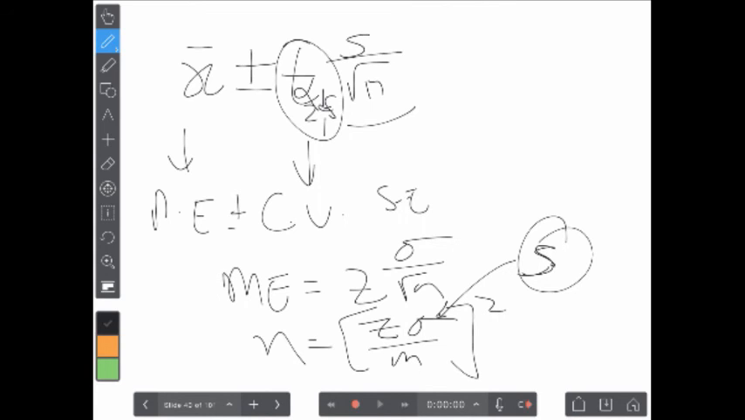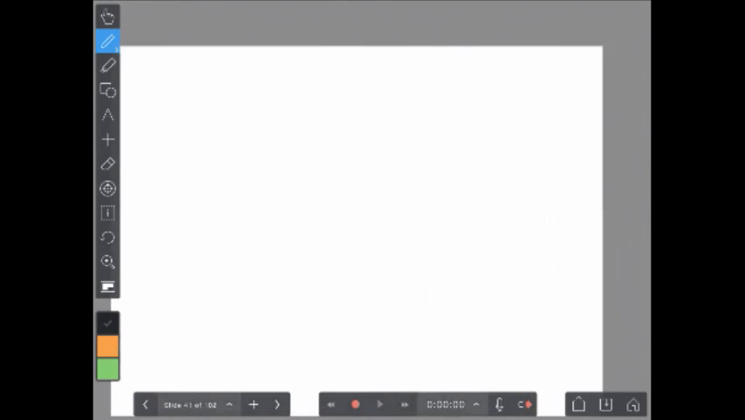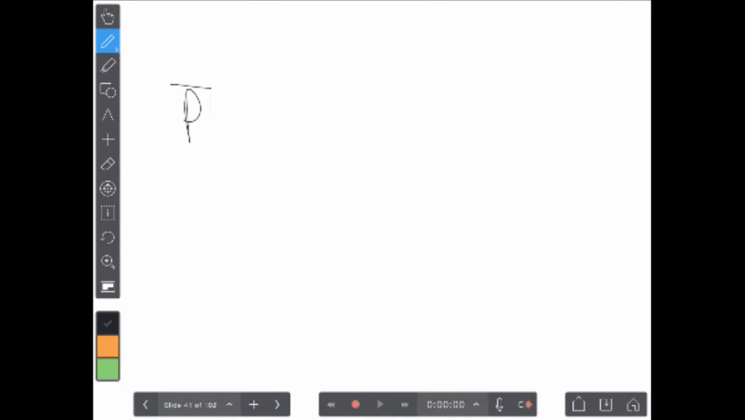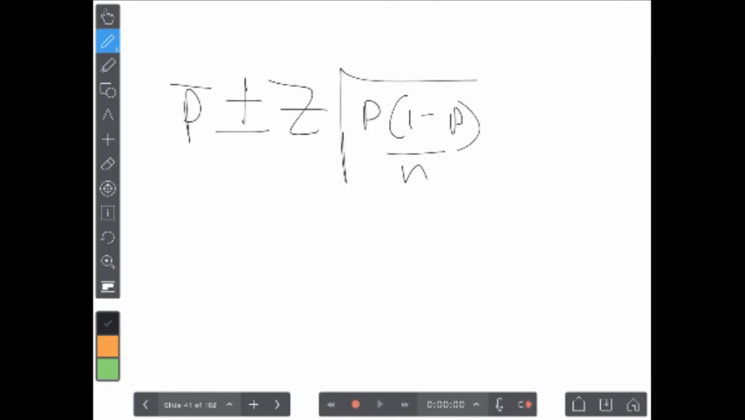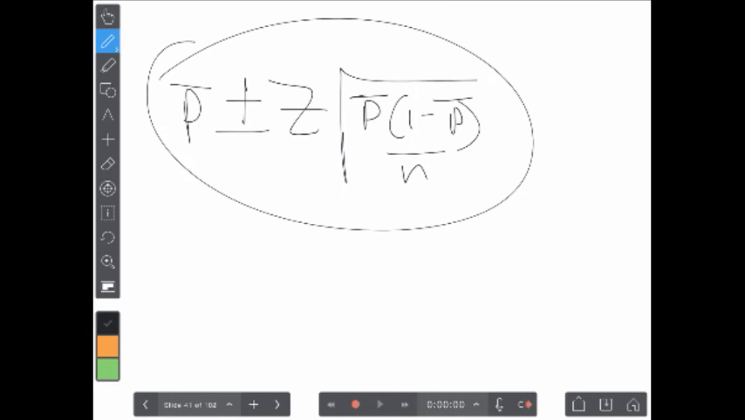Okay? For proportion, our point estimate is this. Our critical value is Z, and the standard error, which we talked about earlier, is the square root of p times 1 minus p over n. But I cannot use p because I don't know p, since I'm trying to estimate it. And so therefore, I must replace this with p bar. And then that gives me the confidence interval, with Z alpha over 2.